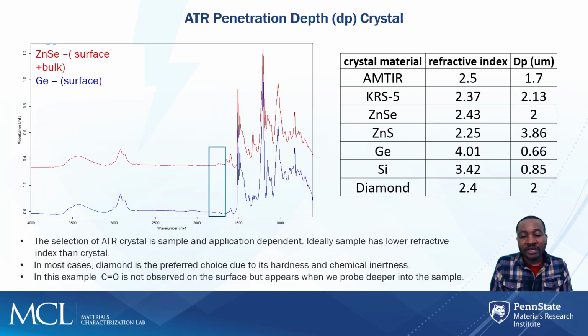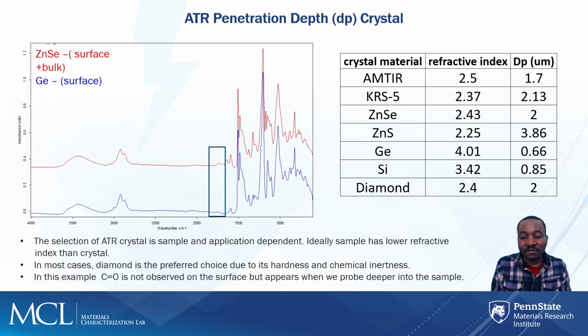And we can also change the penetration depth by changing the refractive index of the crystal. So the table that you're looking at there shows the various crystals that are sometimes used or most commonly used for attenuated total reflection. So we've got materials such as diamond, silicon, germanium, which are probably the most widely used. And then we've also got zinc selenide, zinc sulfide, KRS5, and AmTIR. And all of these have got different refractive indices.